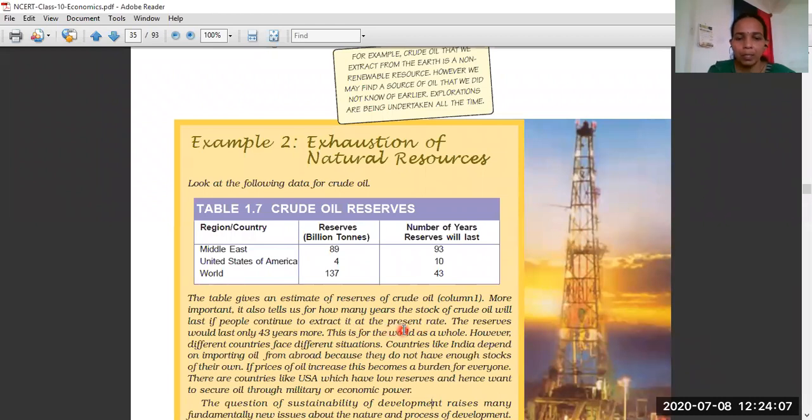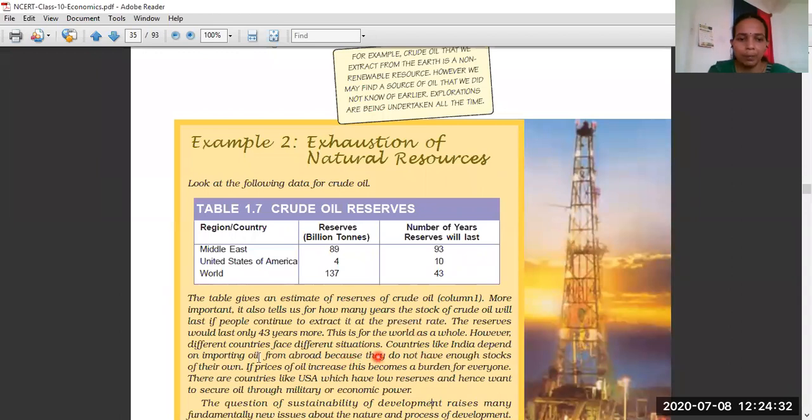If the rate remains the same, the reserves will last only 43 years more. After 43 years, nothing will be there. This is for the world as a whole. However, different countries face different situations.